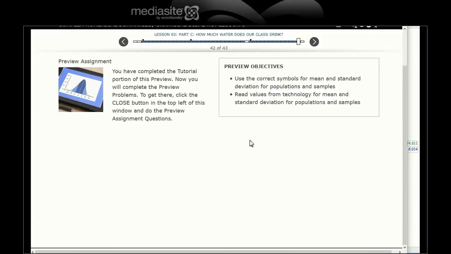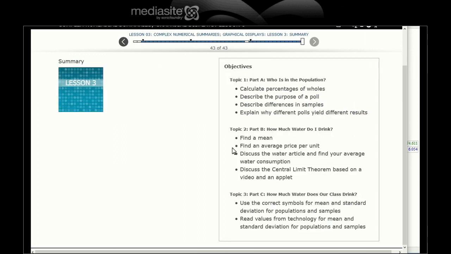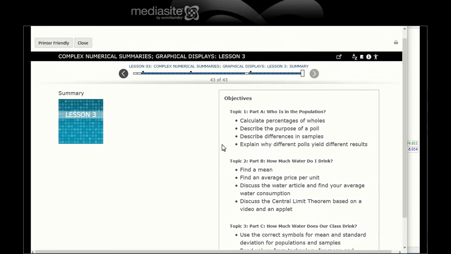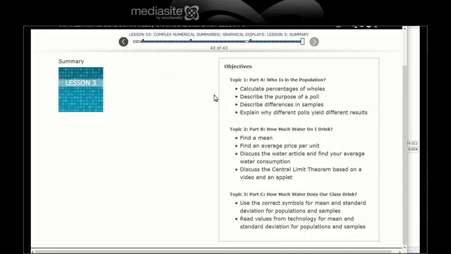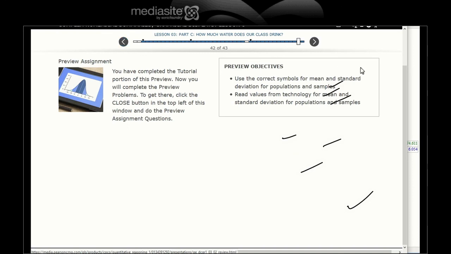Okay, complete the tutorial. Now it's time to do the questions. And once that's done, it's time to do the preview for lesson 3. This was lesson 3. This is what we did: percentages, polls, samples, mean, average, central limit theorem, terminology, and letters for mean and standard deviation. And I'll see you shortly where we'll go over the questions for the tutorial for 3C.